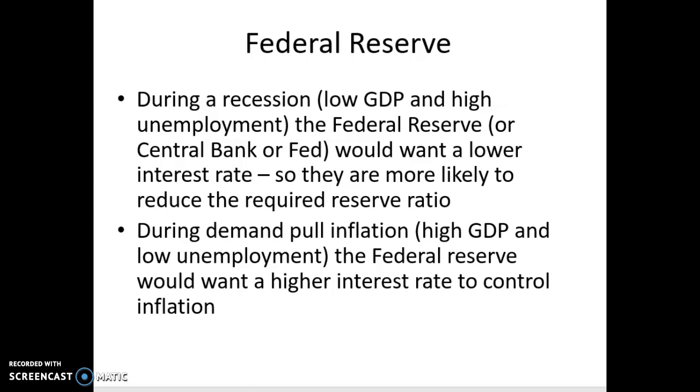Next week, we'll look at the discount rate as well as open market operations. So Friday's test will only be over the required reserve ratio and this portion of the Federal Reserve.